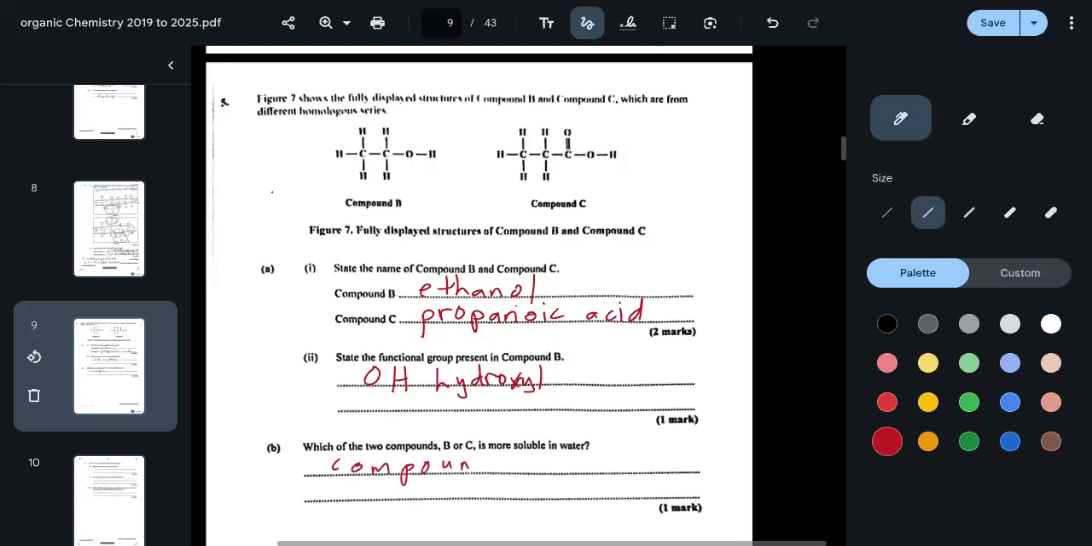Compound. Three carbons. This is a longer carbon chain. Two carbons versus three carbons. Right, when it comes to these compounds, you look at two things. So both of them are polar, right?